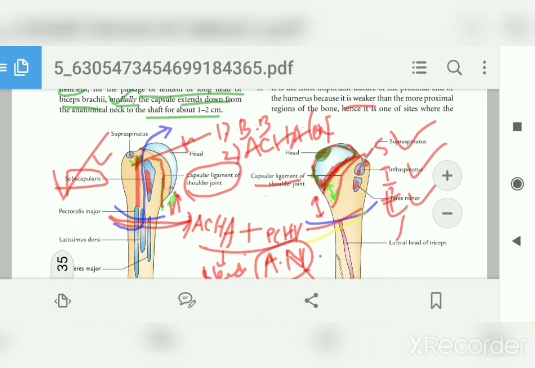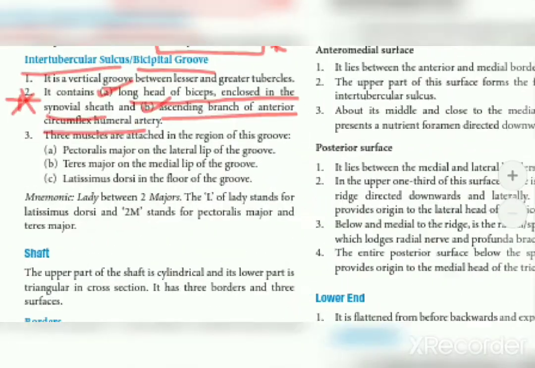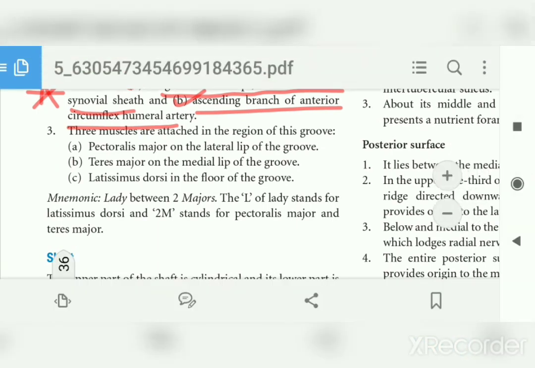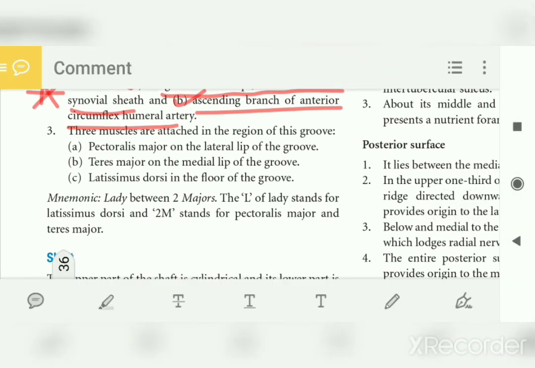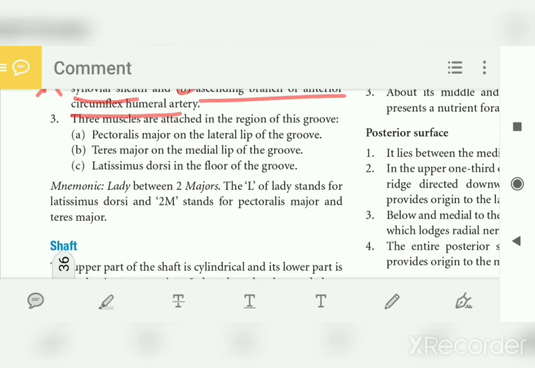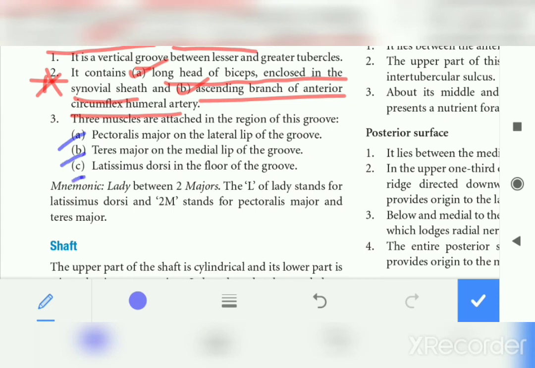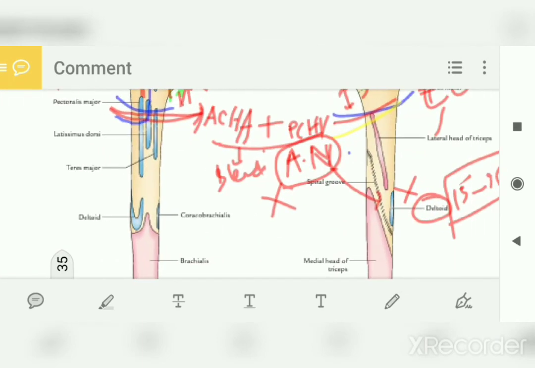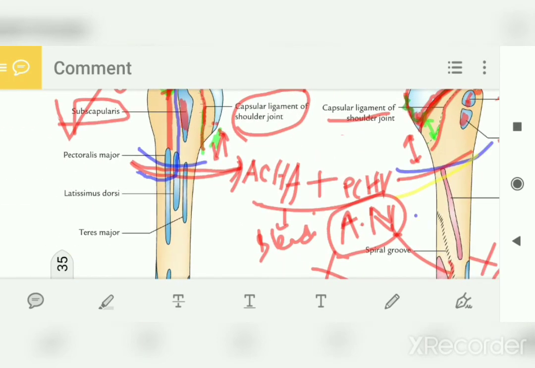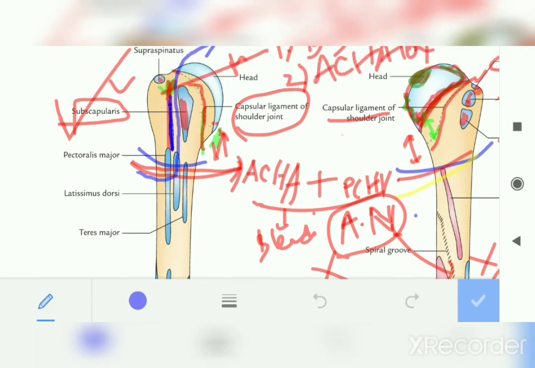Okay. Then three muscles are attached in the region of this groove: pectoralis major, teres major, and latissimus dorsi. We didn't tell that the bicipital groove has two lips and one floor. This space is the bicipital groove. Okay, the bicipital groove downward has two lips. Look at that, two lips. This is the lateral lip, this is the medial lip, and the middle one is called the floor.